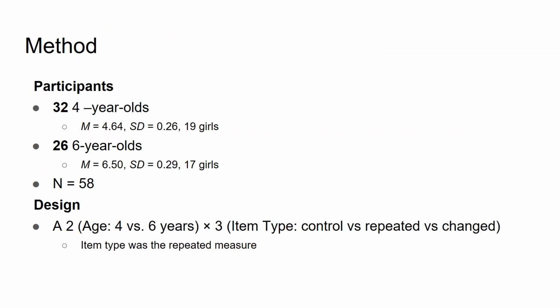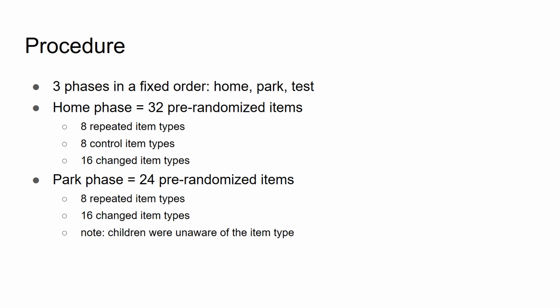32 4-year-olds and 26 6-year-olds were tested in this experiment for a total N of 58. The design used a 2, age 4 versus 6, by 3, item type control versus repeated versus changed, with item type being the repeated measure. This experiment featured 3 phases in a fixed order: home, then park, then test.